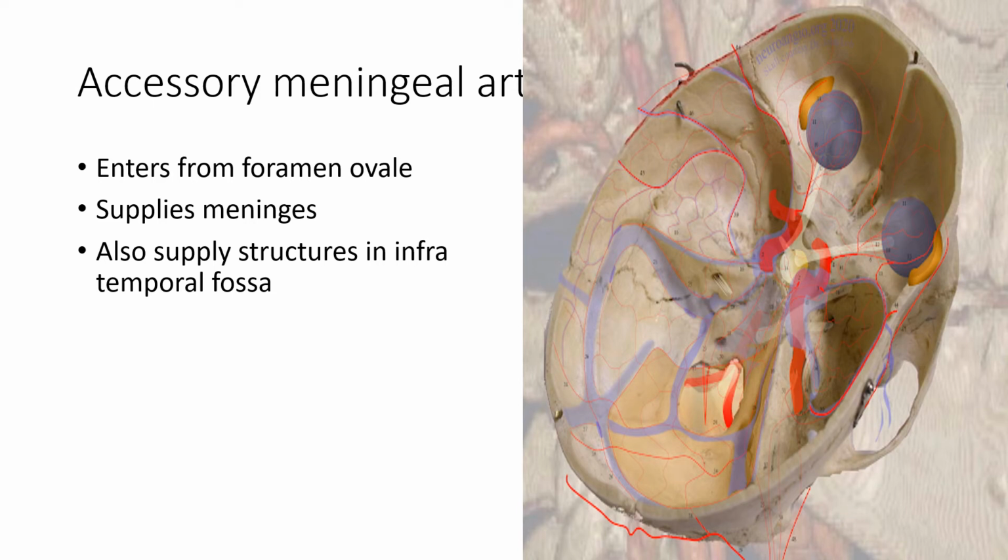Okay, so let's discuss another branch of the first part of the maxillary artery, the accessory meningeal artery. Accessory meningeal artery enters the skull through a foramen called the foramen ovale, and it is basically going to supply the meninges. Okay, and it also supplies some structures present in the temporal fossa.